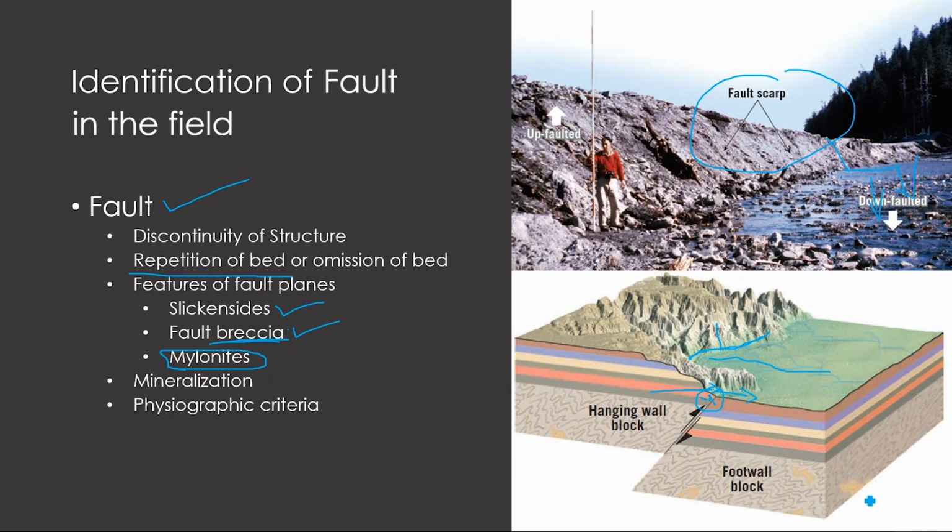And sometimes what happens, this fault may extend downward, and magma or molten rock may come up across this region and it will crystallize. So mineralization in this area will also be an indication of the faulted strata.